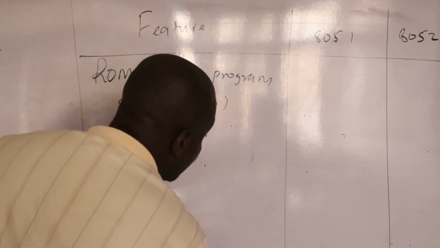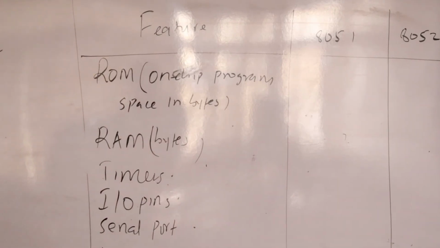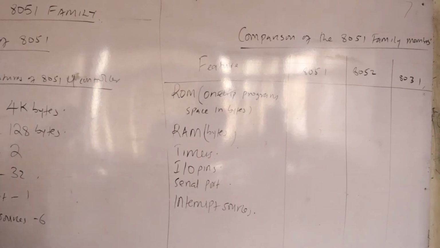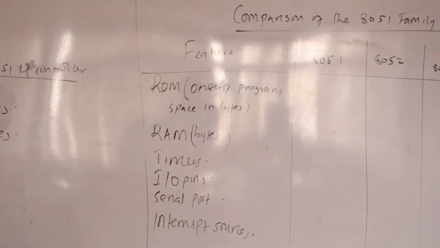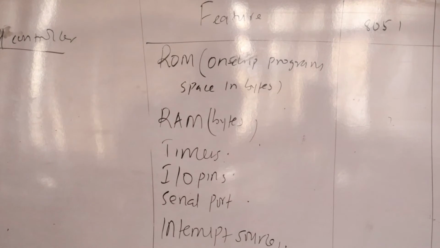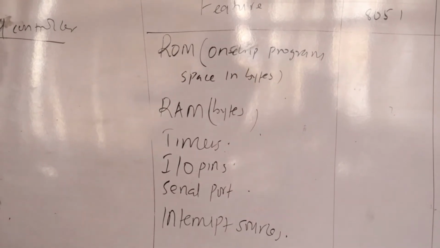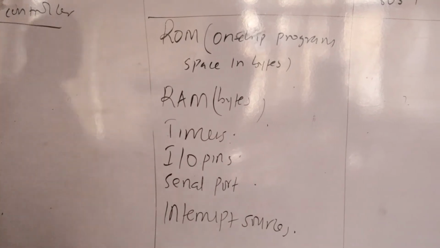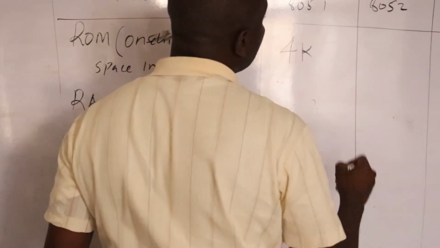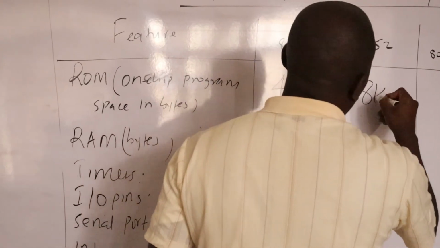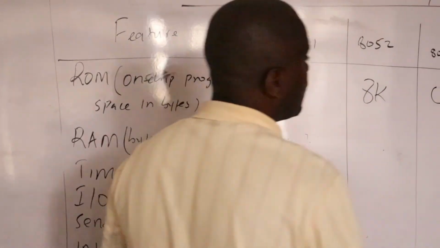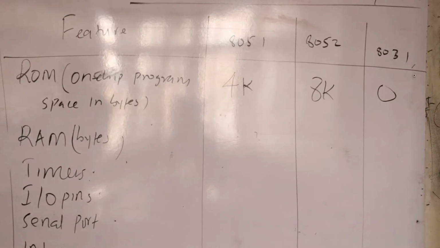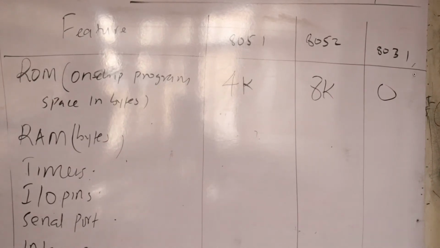So we are going to look at the comparison as far as these ones are concerned. The first comparison that we are going to look at is in terms of the ROM. When we looked at the 8051, we said that it has 4 kilobytes of ROM. This one has 8 kilobytes, and the 8031 we referred to as ROMless, which means it has 0.